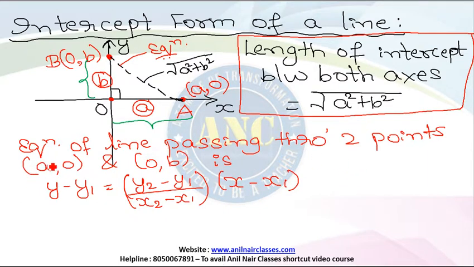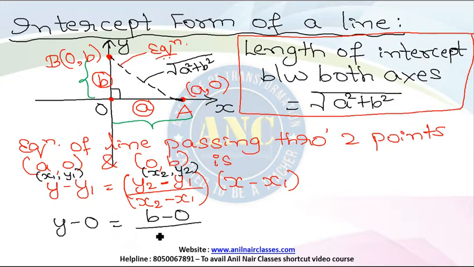Now y minus y1 is equal to y2 minus y1 divided by x2 minus x1 times x minus x1, which is the general notation of the equation of a line passing through 2 points x1 comma y1 and x2 comma y2. Substitute that. This is nothing but x1 comma y1. This is nothing but x2 comma y2. If I substitute this, y1 value is 0, y2 minus y1 is nothing but b minus 0, x2 minus x1 is nothing but 0 minus a, times x minus x1, where x1 value is nothing but a.